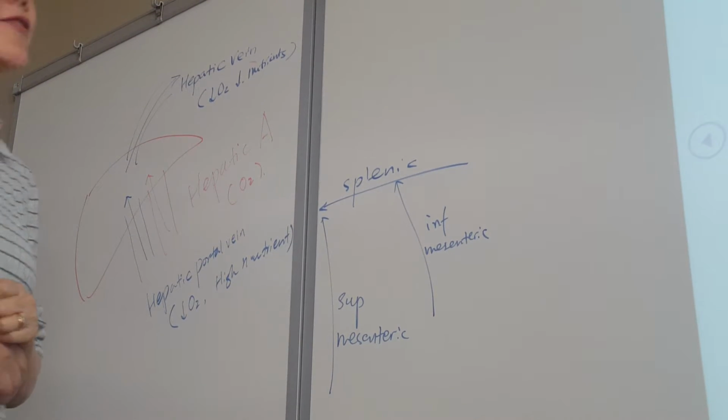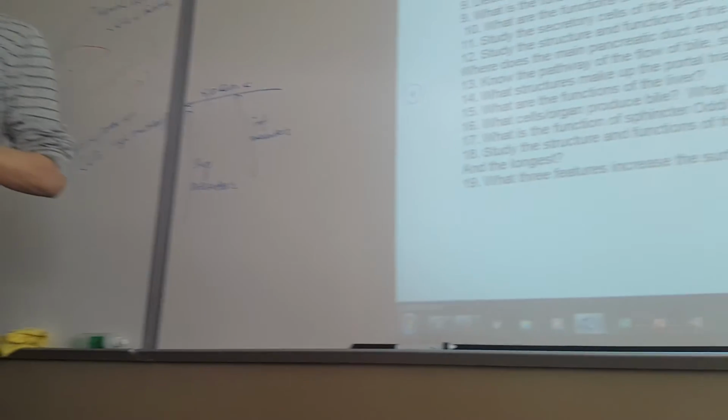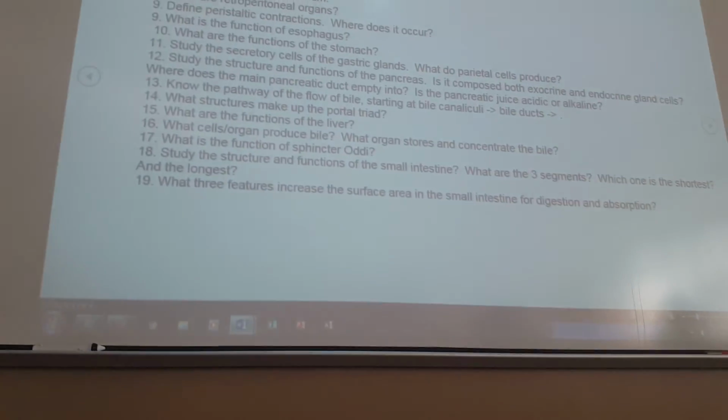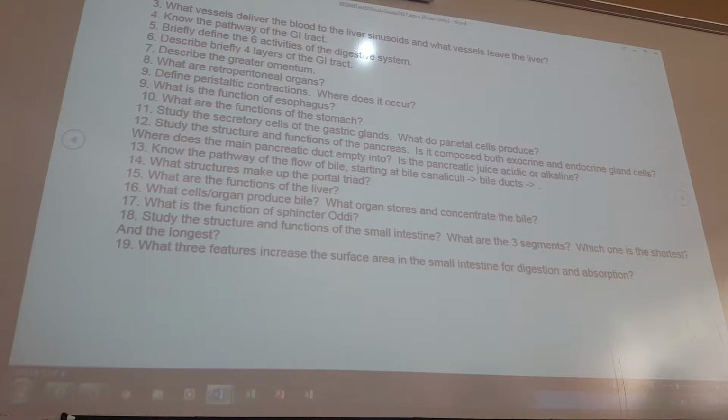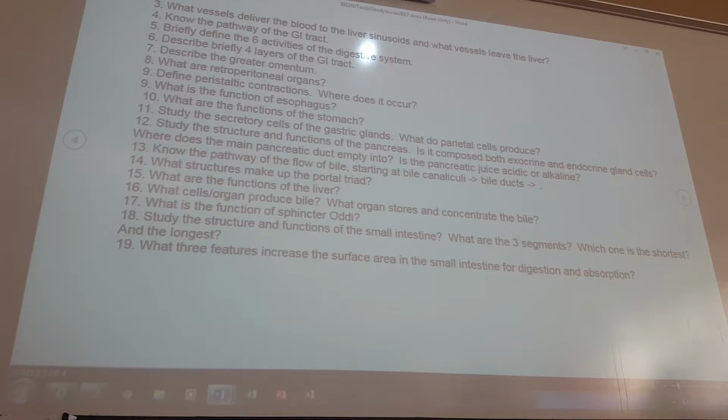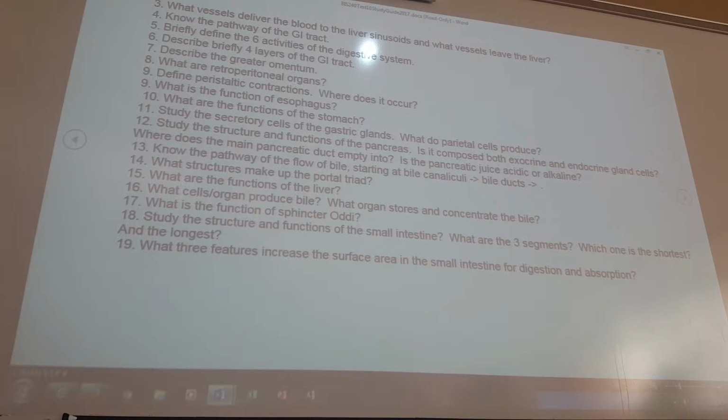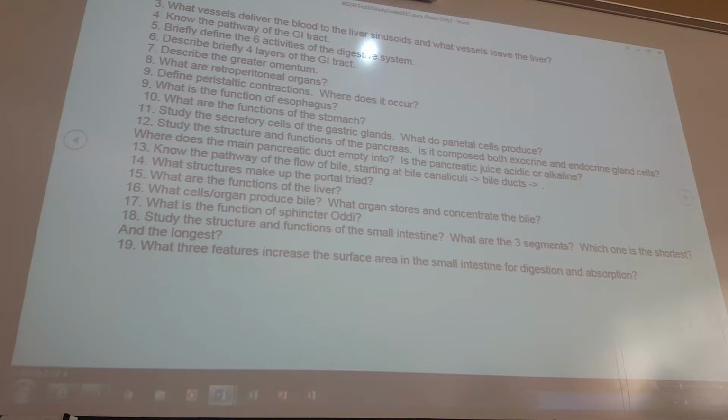Know the pathway of the GI tract, I don't think anybody will get that wrong. Mouth, pharynx, esophagus, stomach, three segments of the small intestine, and the cecum, and the colon, ascending, so you need to know. And also number 5, know the names of the 6 activities and the differences between the mechanical digestion and also the chemical digestion. One has no enzyme, one has the enzyme.